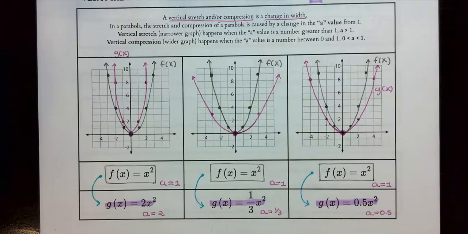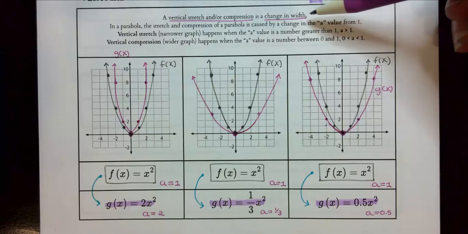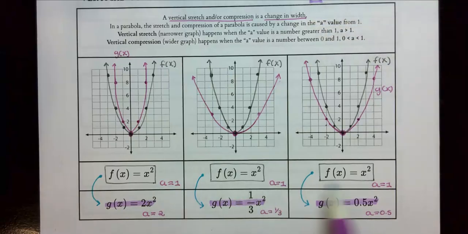So vertical stretches and compressions are a change in width, and we're strictly looking at the a value to determine if it gets thinner or wider compared to the parent function. Just remember, vertical stretches and compressions are the width of our graph. So that is all we need to talk about there. When your practice problems ask you to determine whether something has a vertical stretch or a vertical compression, look at your graph and compare the width, or look at your equation and compare the a value to your parent function.